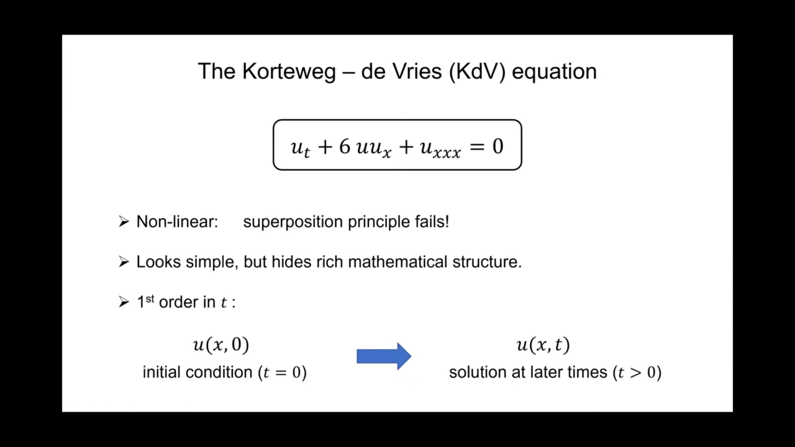So in particular, given the initial condition u of x at time 0, we can use the KdV equation, which determines the first derivative of u with respect to time, to find the profile of the field u as a function of x at an infinitesimal time later, dt. And if we iterate this infinitesimal procedure, or rather we integrate the equation, we can find the full solution u of x and t.